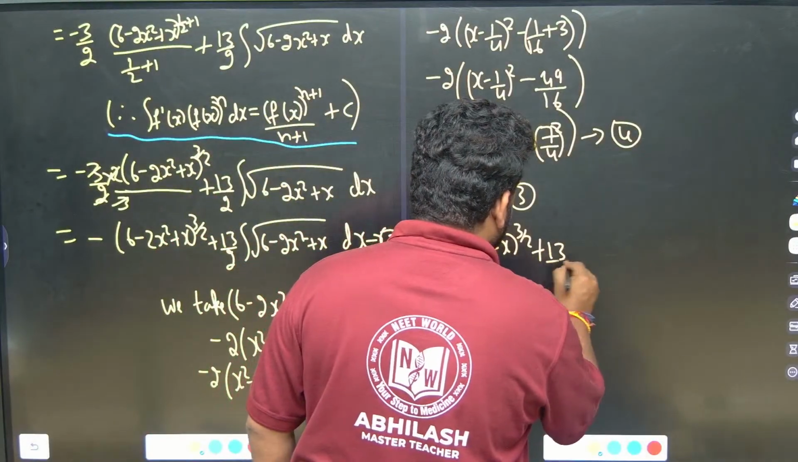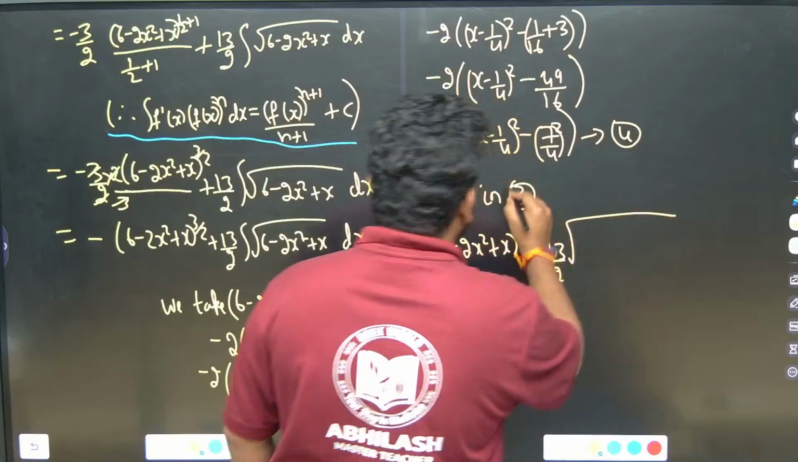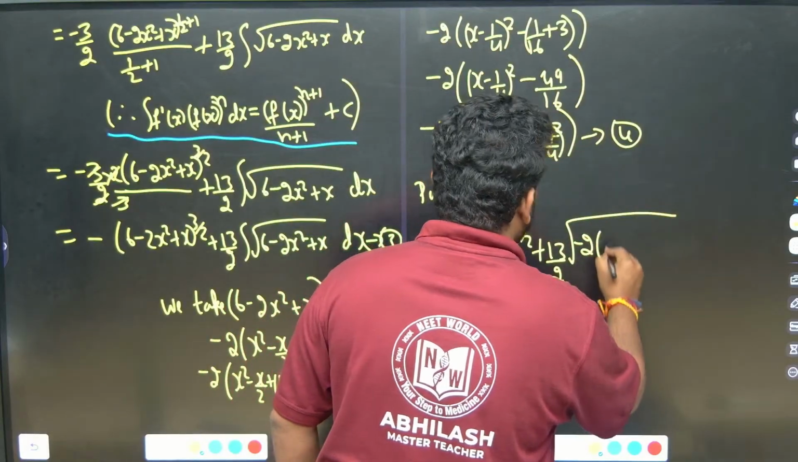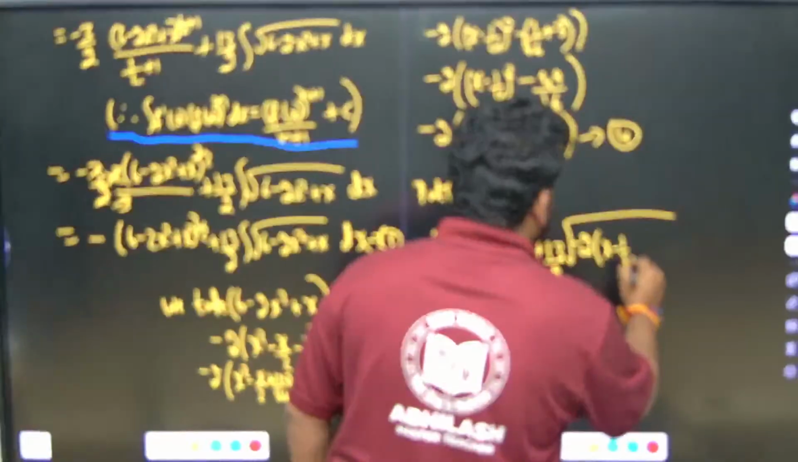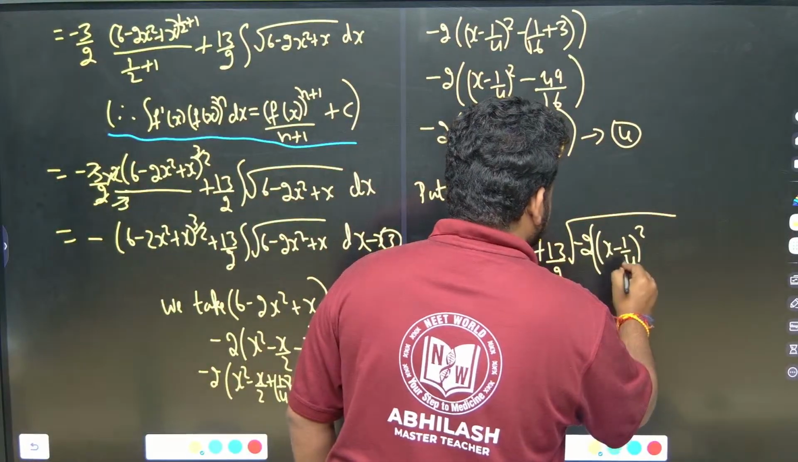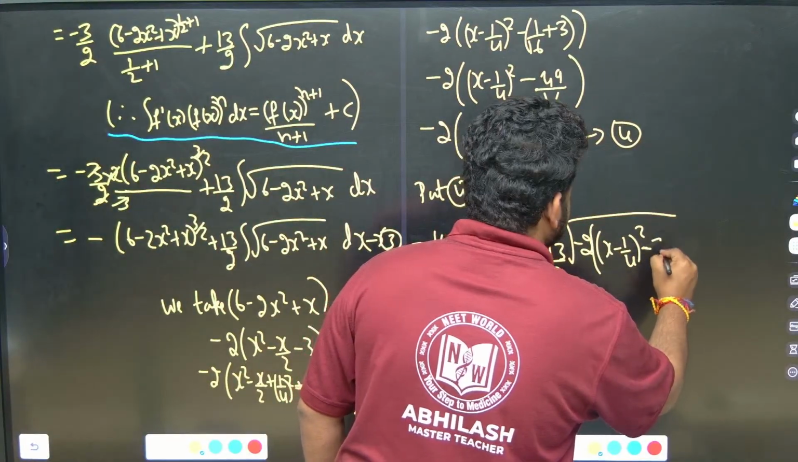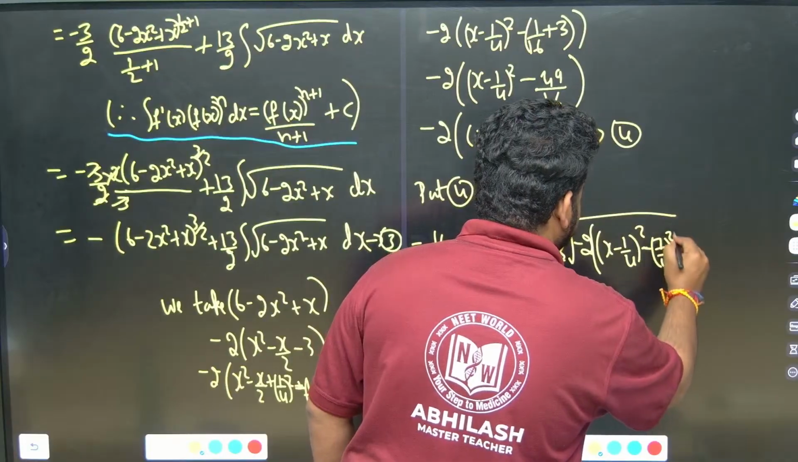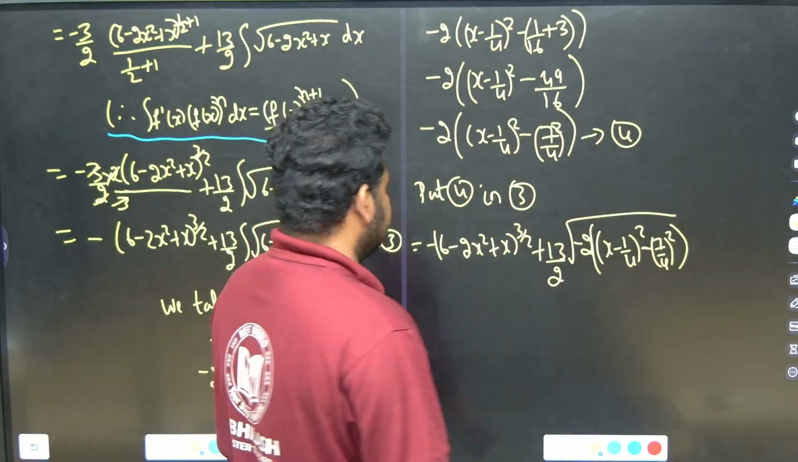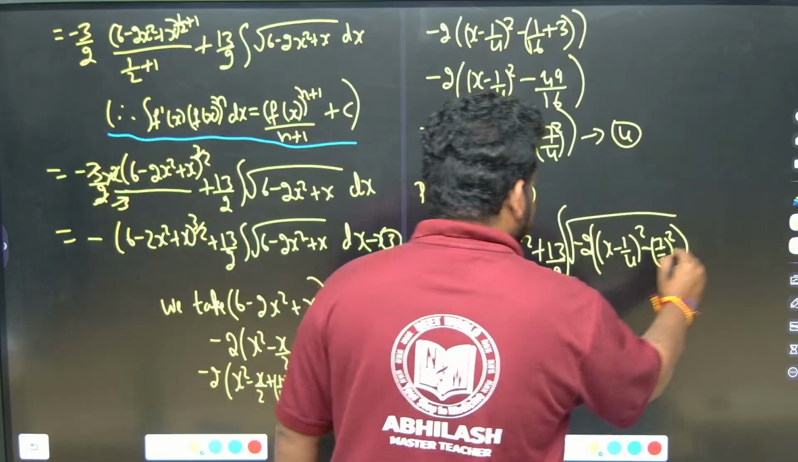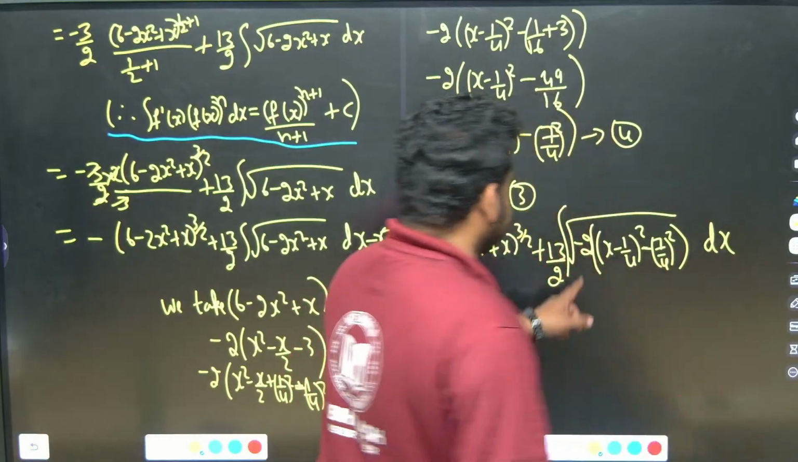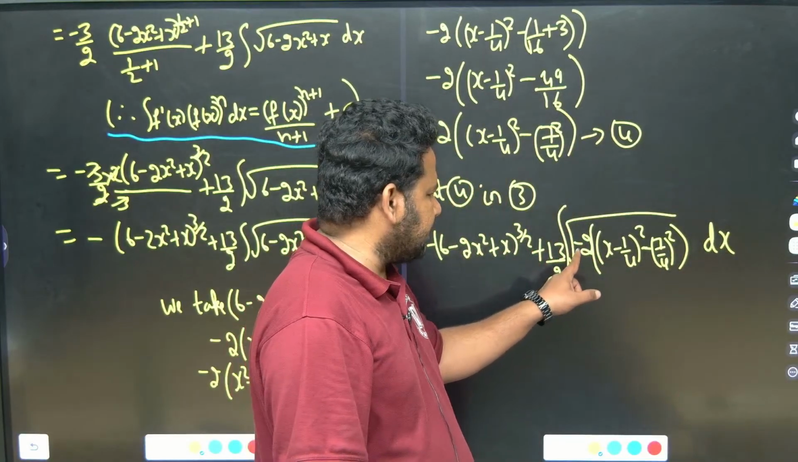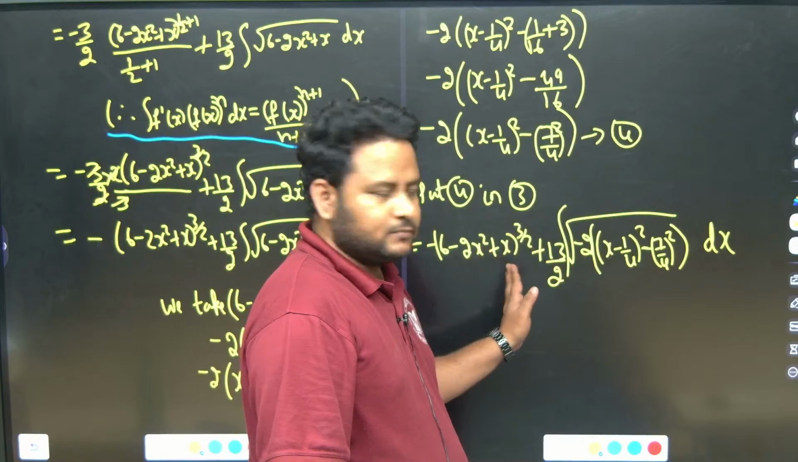Plus 13 by 2. Okay, within the square root, what should I write? Minus 2 into x minus 1 by 4 whole square minus 2, outside the bracket, this is minus 7 by 4 whole square, complete bracket. This is what I have within the integral sign, this is dx. What can I do, friends? Minus 2 is some number, correct? So minus 2, I can take it outside.